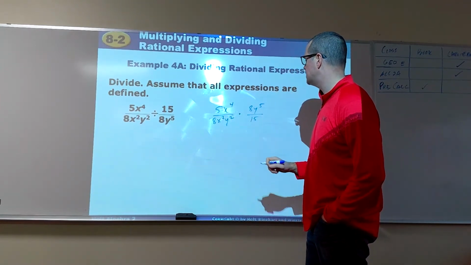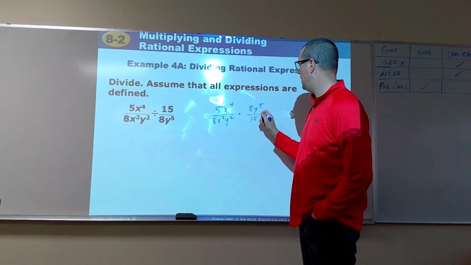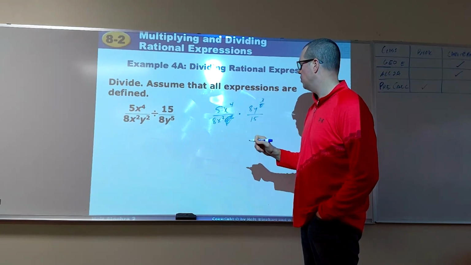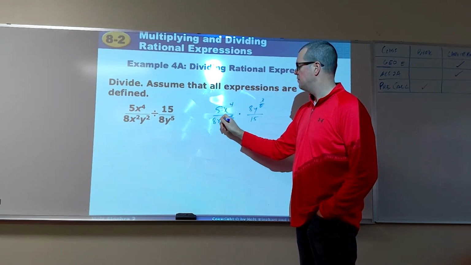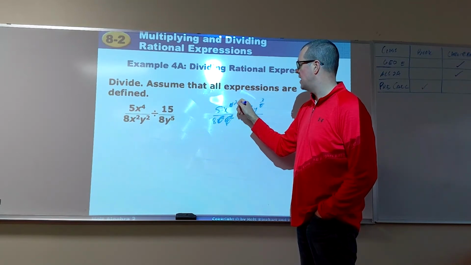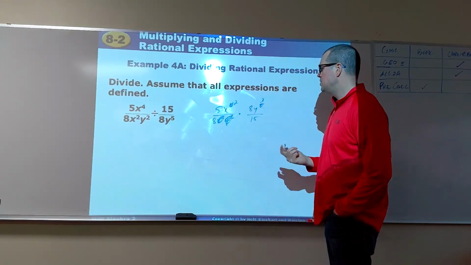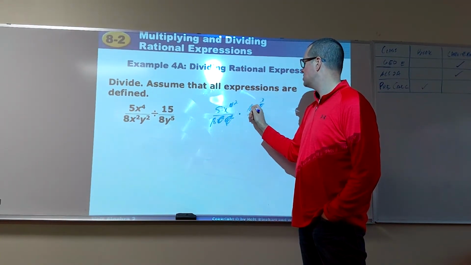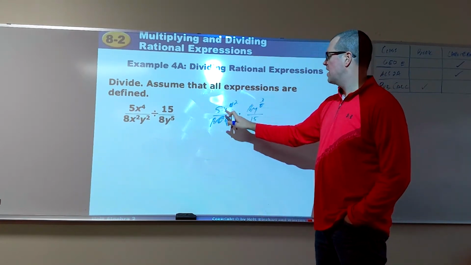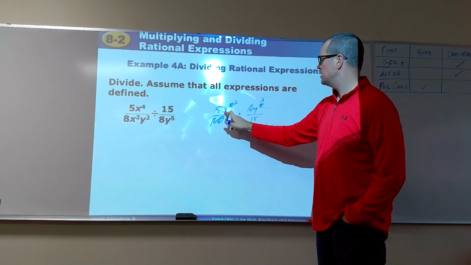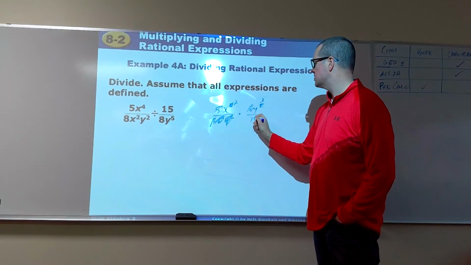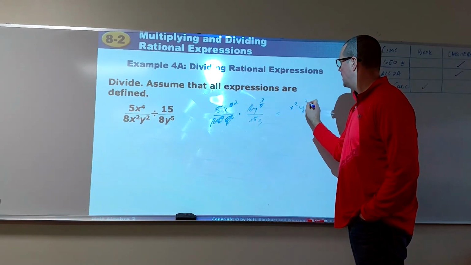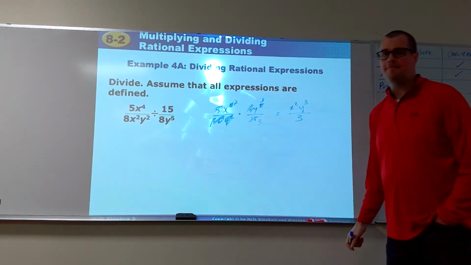These are single x's. I have a y to the 2nd here and a y to the 5th, so that would go away, and that becomes a 3. I have an x to the 2nd and an x to the 4th. The smaller one goes away, and that subtracts and becomes a 2. Numbers, we got an 8 here and an 8 there, so those would cancel out. And then we've got a 5 and a 15. 5's on the top, 15's on the bottom, so the 5 cancels, and that turns into a 3. So all we're left with there is x squared y cubed over 3.